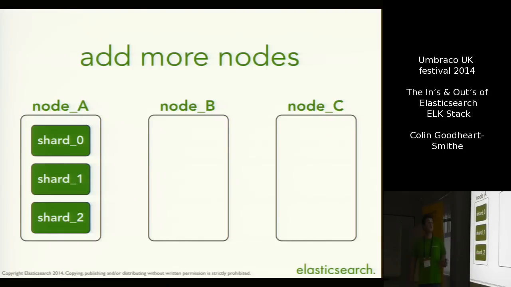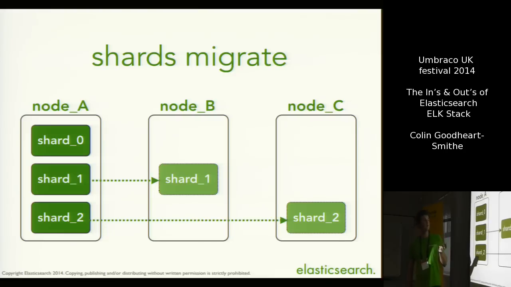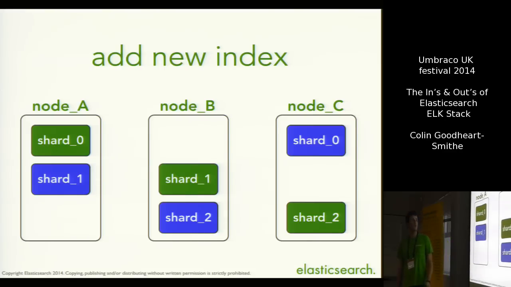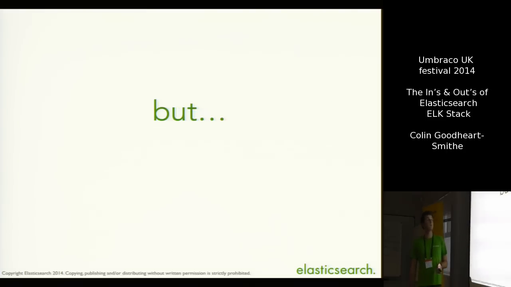If you add more nodes, they'll join the cluster. Elasticsearch will automatically migrate your data, so you end up in a balanced state, and the requests are more balanced across your nodes. When you add a new index, we'll automatically allocate the shards so that they're balanced across those nodes as well.